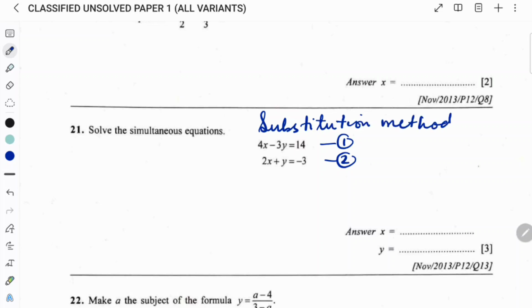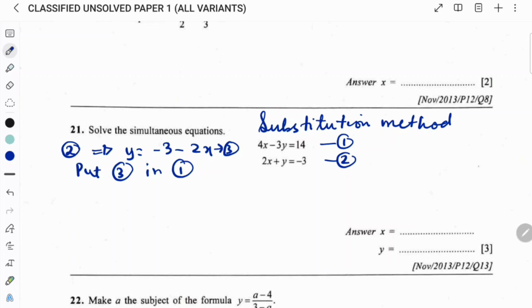Okay. So here we are taking the second equation, y equals minus 3 minus 2x. We made y the subject. Okay. Now we are putting it into 1. So put this third equation in 1, because the third equation we made from equation 2. 4 times x minus 3y equals 14 is the equation. 4 times x minus 3 times minus 3 minus 2x. I just replace this y as minus 3 minus 2x equals 14.